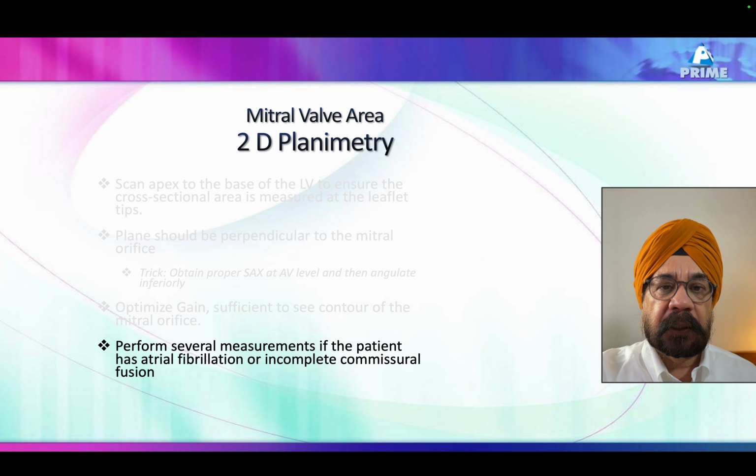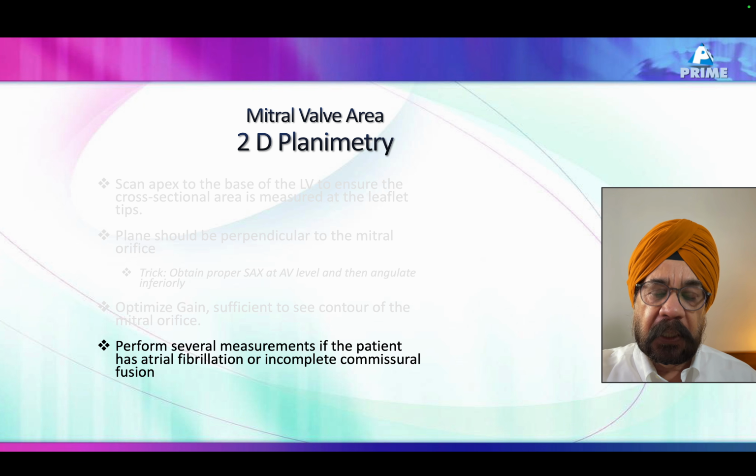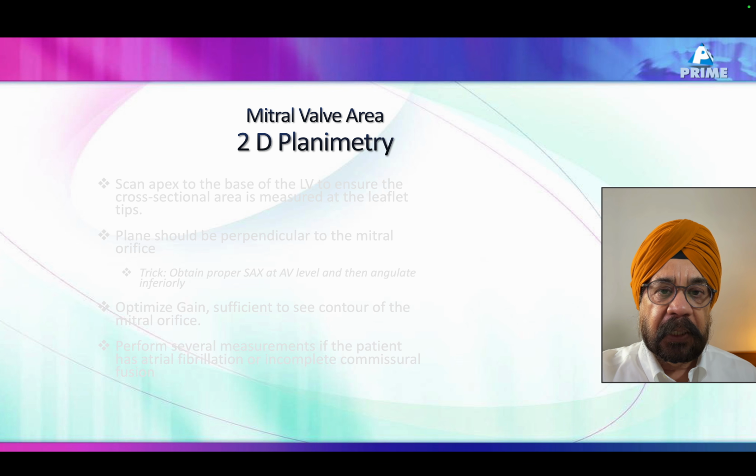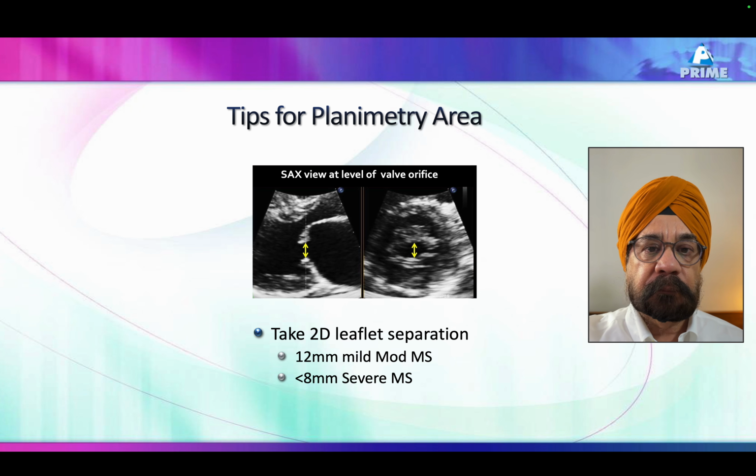You need to make at least 2 or 3 measurements in normal sinus rhythm and about 5 measurements in atrial fibrillation to make an accurate assessment by averaging the mitral valve area, because most of the decisions are going to depend upon mitral valve area, so you need to be very careful in calculating it.